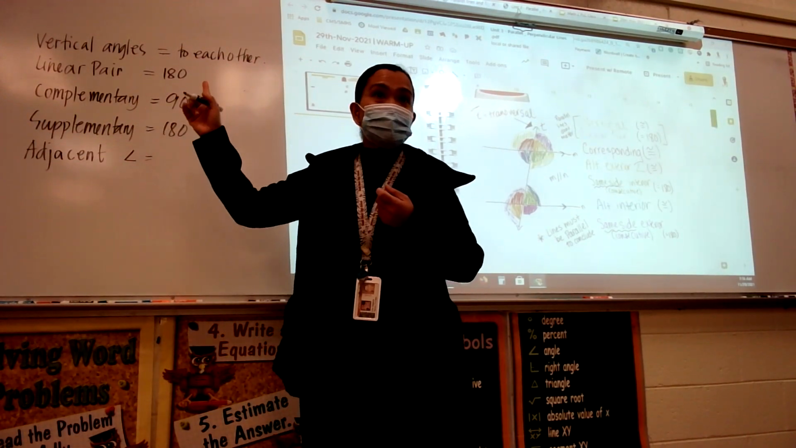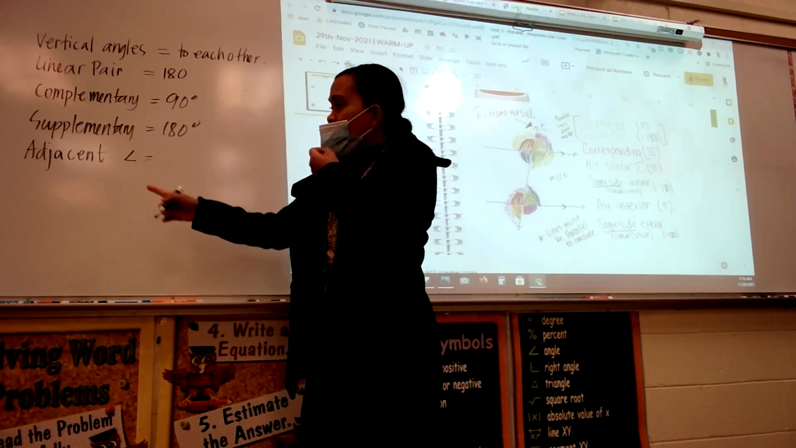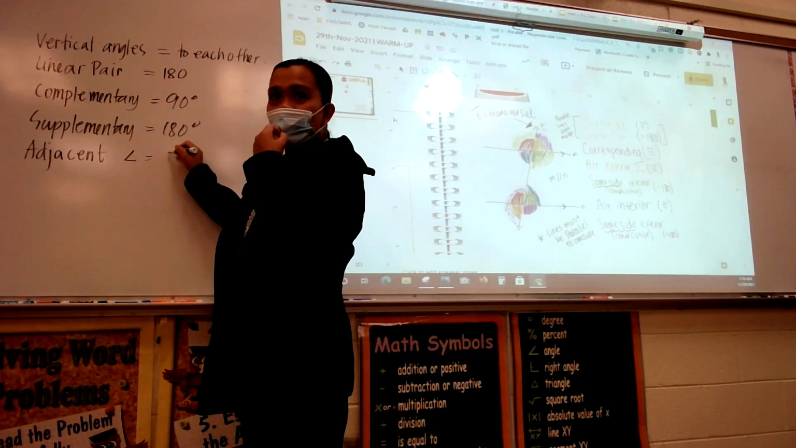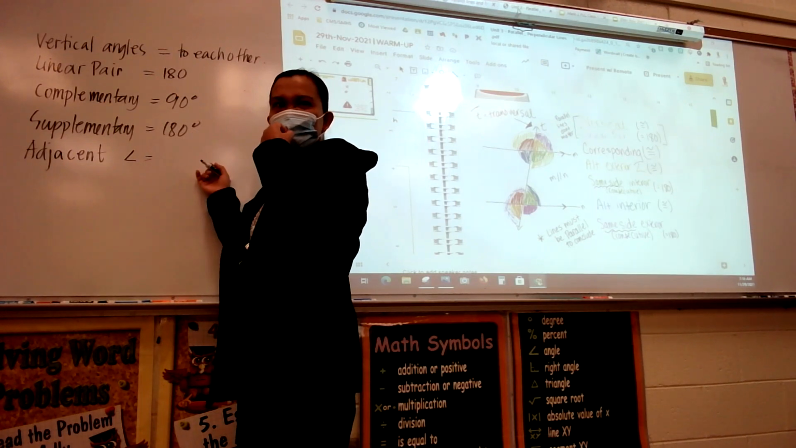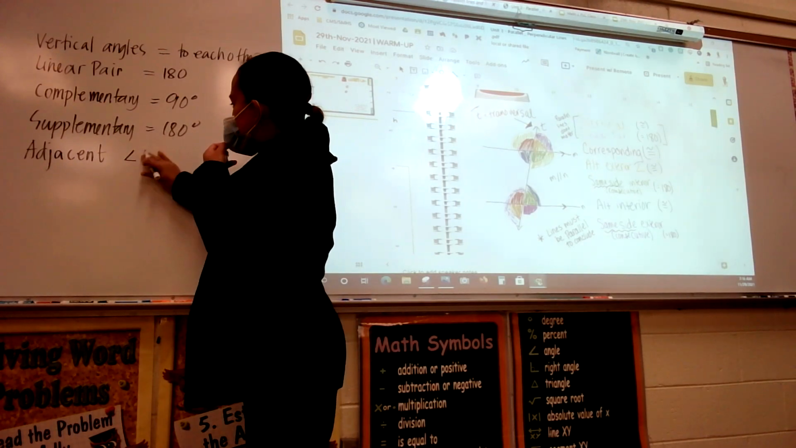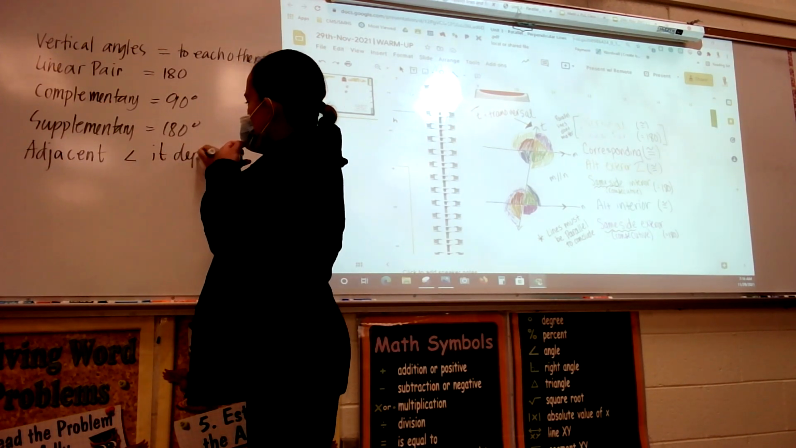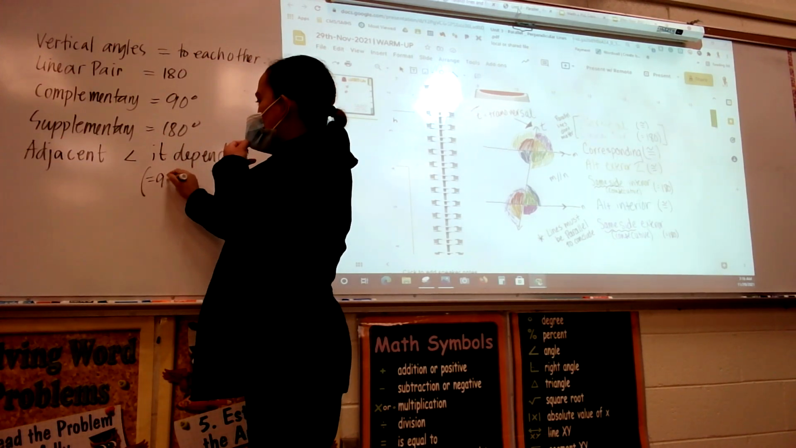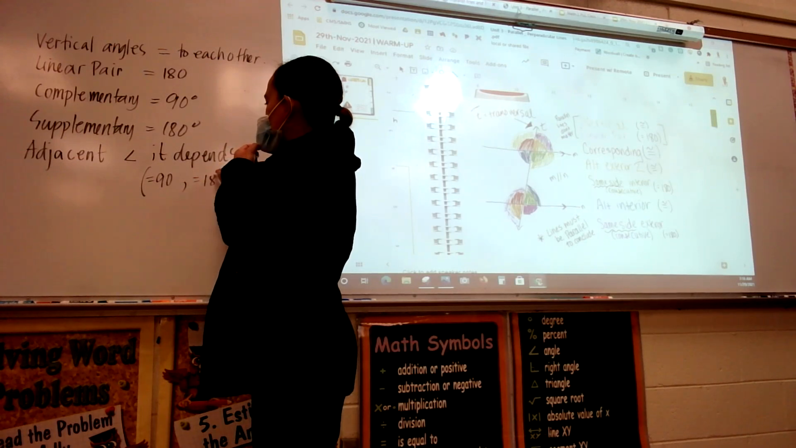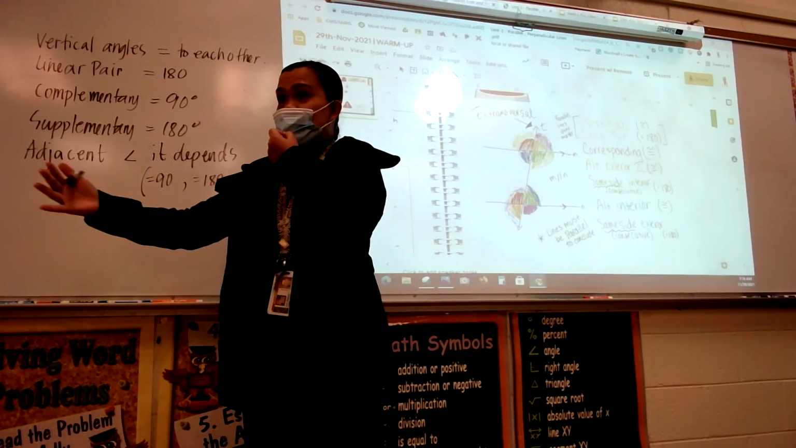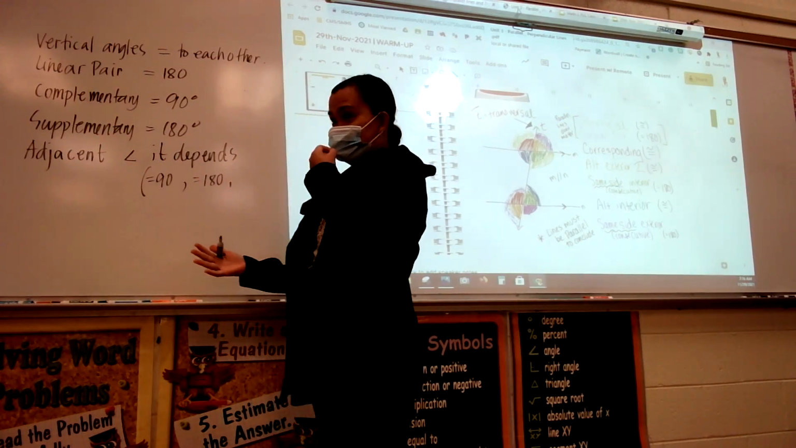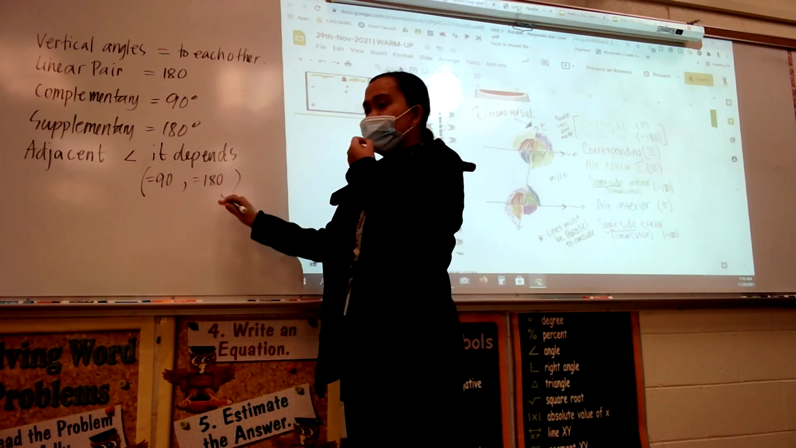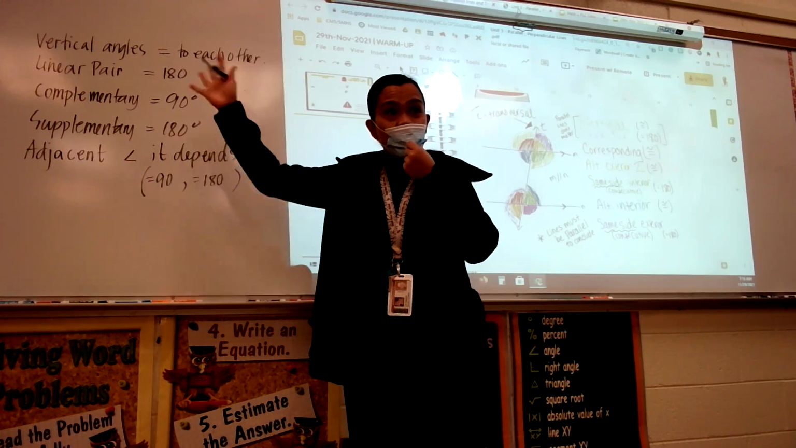Do you remember all of these? This is what we did last time. Adjacent angles are always equal to what? It depends. It depends because sometimes they are equal to 90, sometimes they're equal to 180, sometimes they're just nothing because they're just adjacent to each other. Different measures. Do you remember all of these?